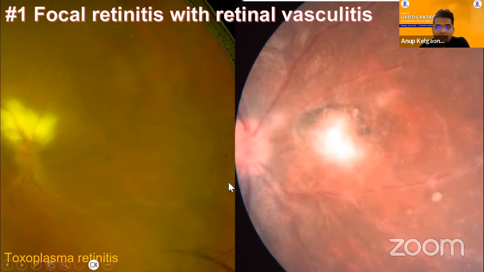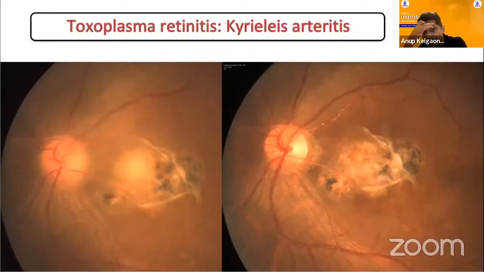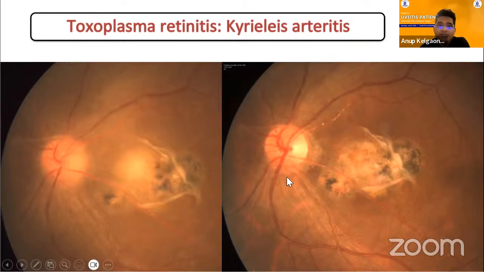So toxoplasma retinitis can have this periphlebitis, but it can also have arteritis, which is Kyrle's arteritis. There would be such crystals seen especially when the retinitis is resolving. So initially in this picture you see an active lesion near a scar, but as the scar is trying to heal, we see this Kyrle's arteritis. Most of the time they don't take stain on angiography, and they're generally not considered a sign of activity.